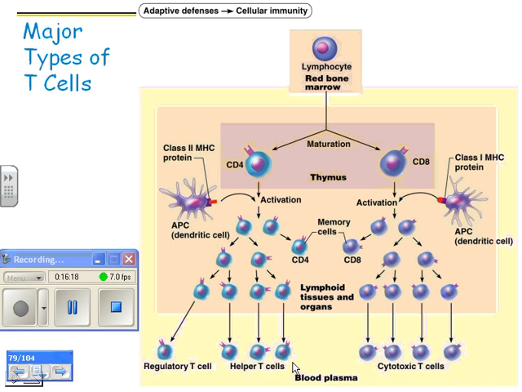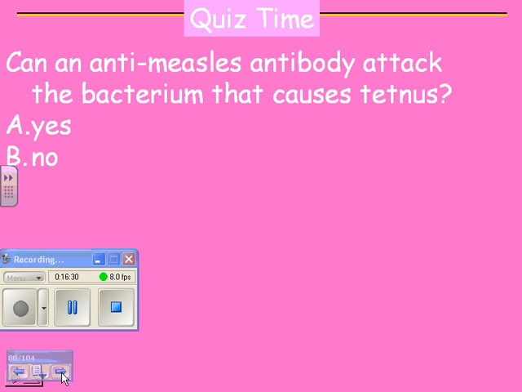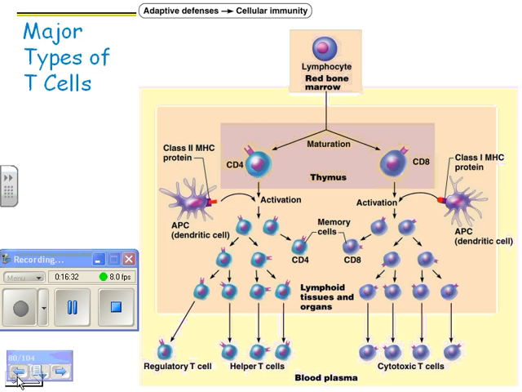So these activate B cells. These cytotoxic T cells tend to kill cancer. Regulatory T cells tend to calm down the immune system once it's stimulated. Okay, I think that's all I wanted to do with that.